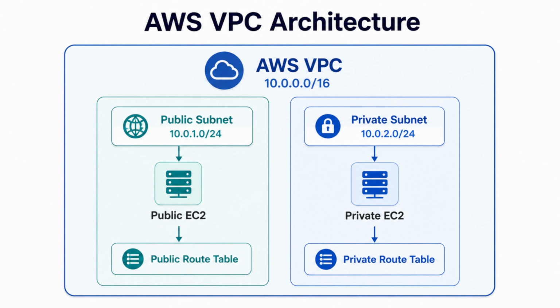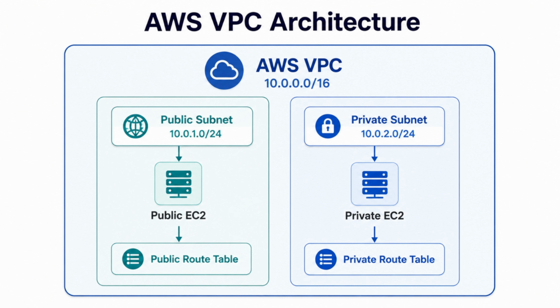अगर AWS में नेटवर्किंग स्टार्ट करनी है तो आपको सबसे पहले VPC समझना जरूरी है. In this video, we will create VPC from scratch, create a public subnet, one private subnet, understand CIDR, and see how route table actually works. No unnecessary theory, straight practical.